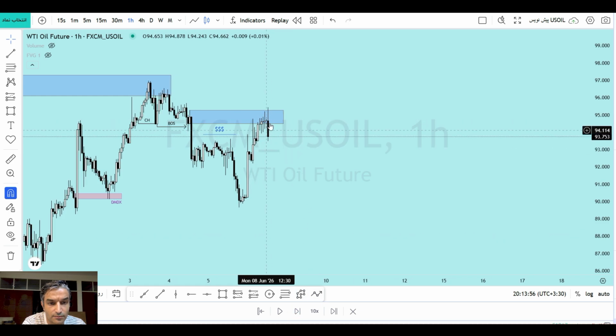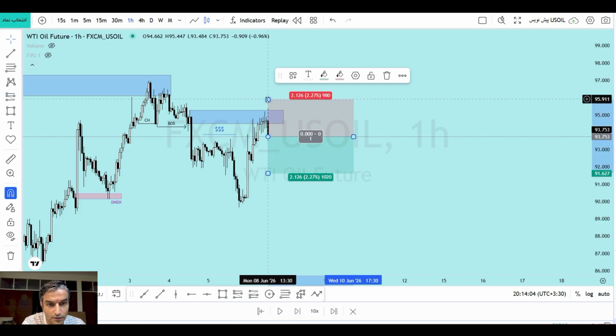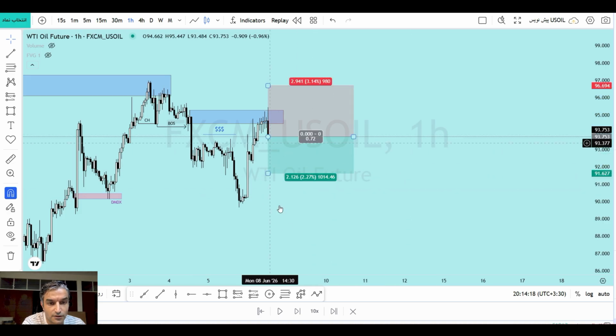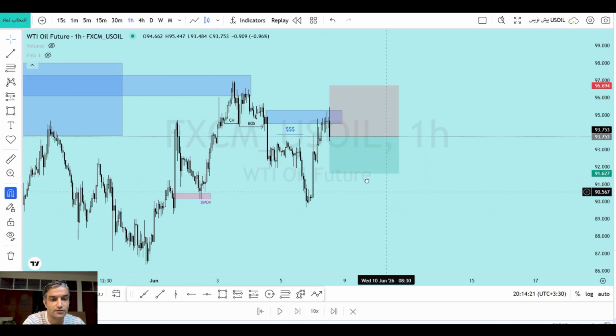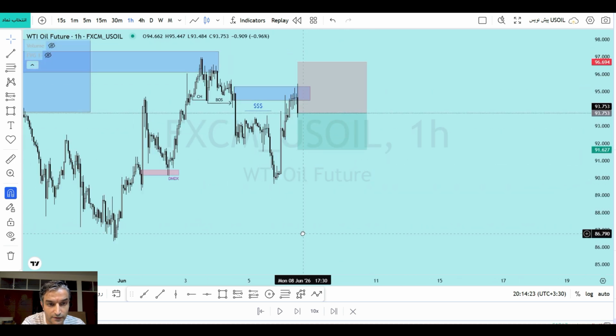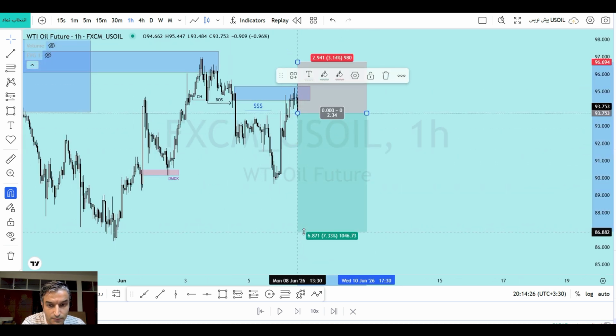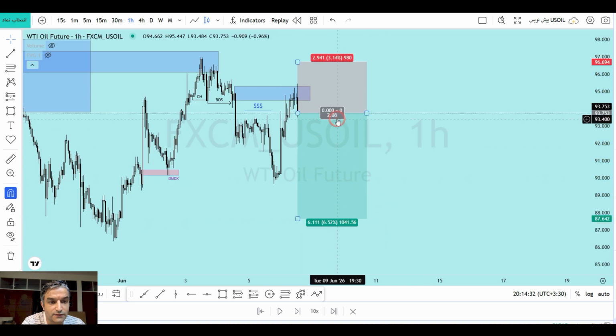Okay, this can be our engulfing candle. And I put my stop loss above this area because there is another unmitigated block. Maybe price comes to this area, but we enter here. Sometimes price goes down very fast. I put my TP at least here. My risk reward ratio is around 2. Let's see what will happen.